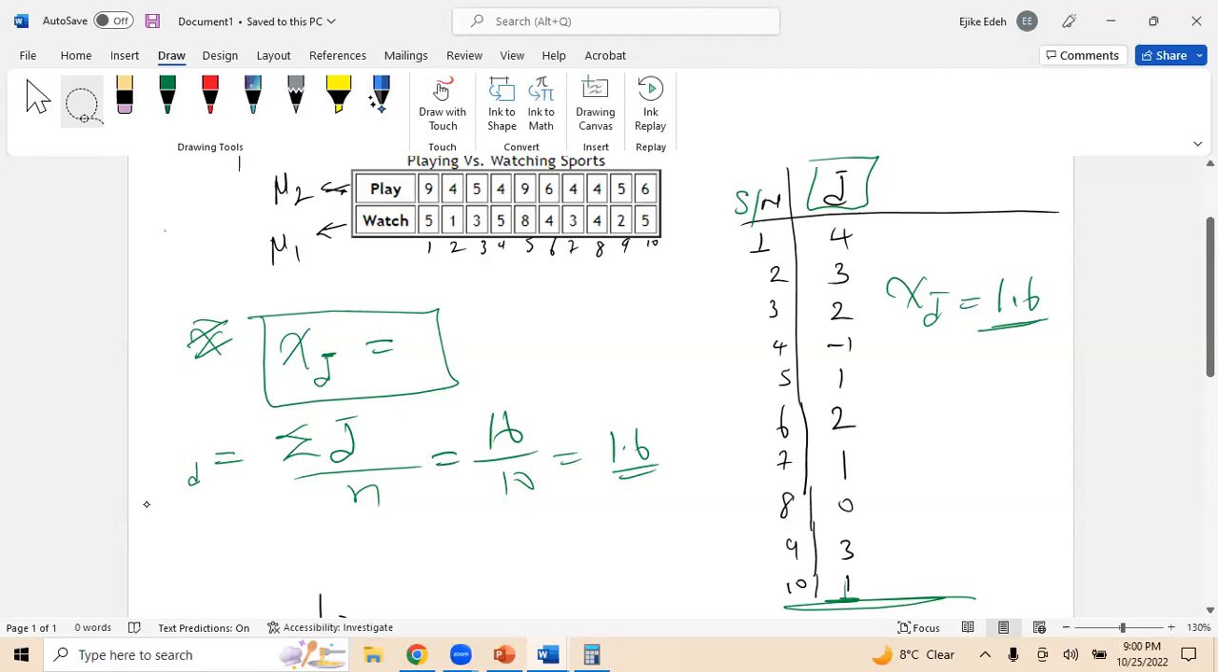But I'm hoping you're paying attention to the concepts, because that is what guides you. These notations are just representations. So let's just have some uniformity here. So the mean of the difference is defined as the sum of the difference divided by number of items, which is what we did. So the mean of difference is 1.6. Okay, I hope that helps.